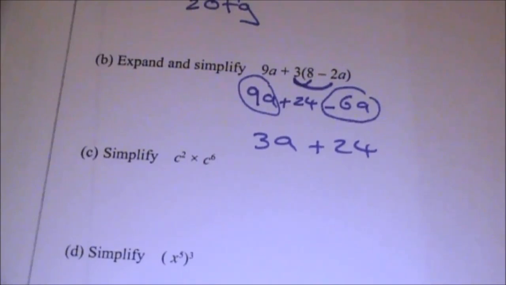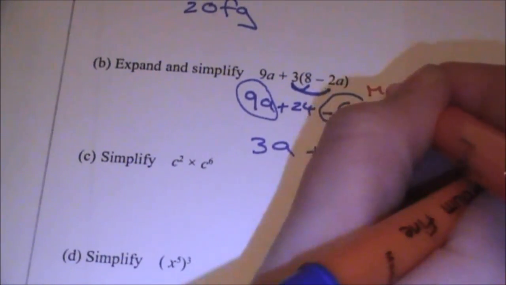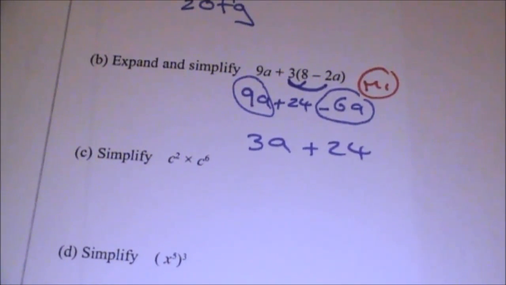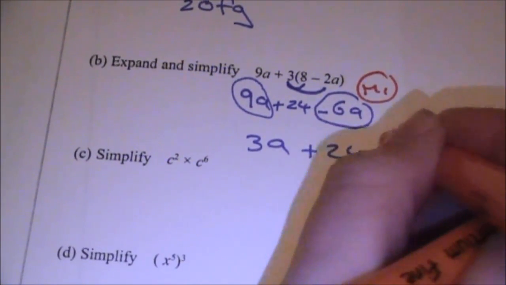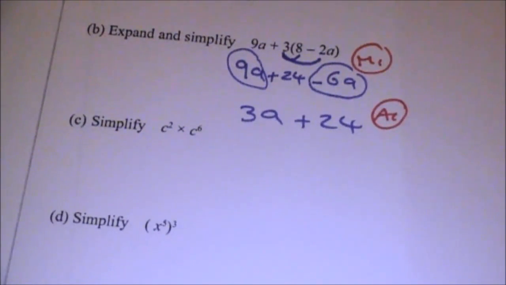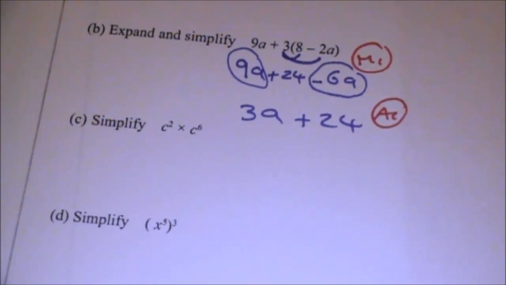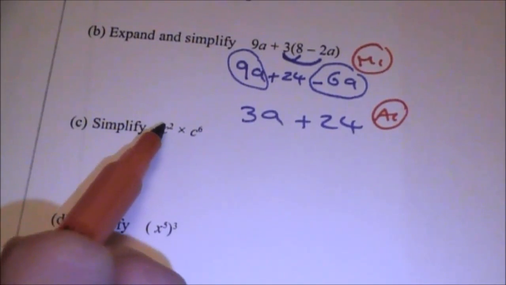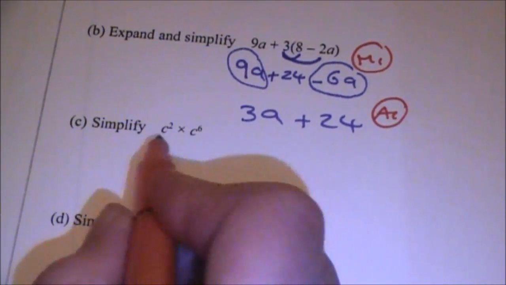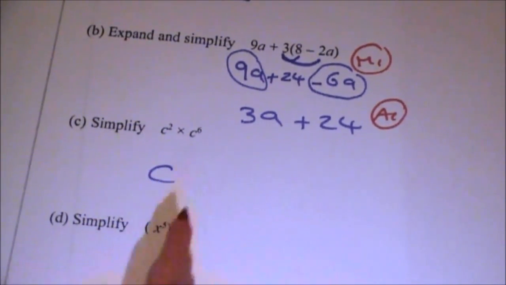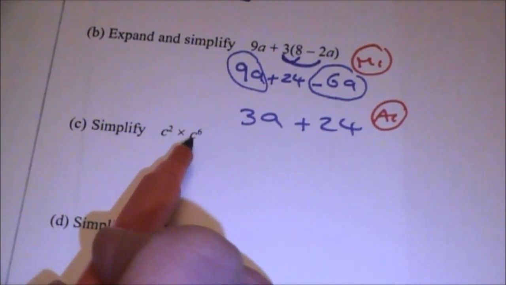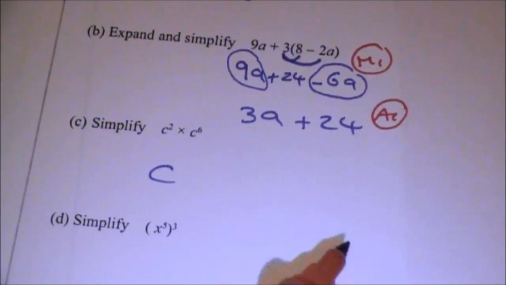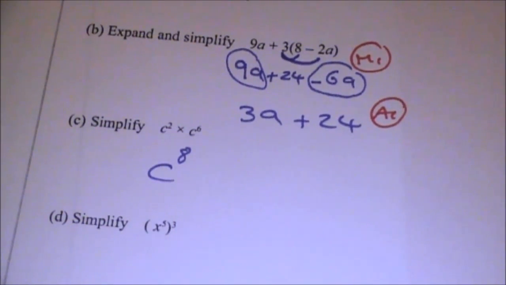That's a 2-mark question. You get 1 mark for showing a correct expansion of the brackets, and then you get the second mark for getting the answer right. Question C is a 1-marker. It's index laws. c squared times c to the 6. Well, because the big number is the same, or letter in this case, it's going to stay as c. And when you multiply index numbers, it means you have to add them. So that'll be c to the 8.